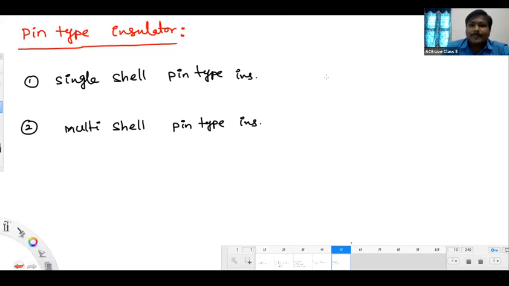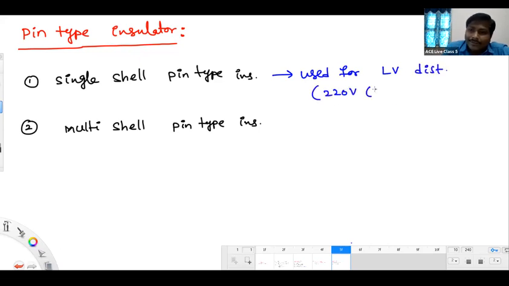This single shell pin type insulator is used for the low voltage distribution system. LV distribution means 220 volts single phase level and 415 volts three phase level. For that, we will be using the single shell pin type insulator.